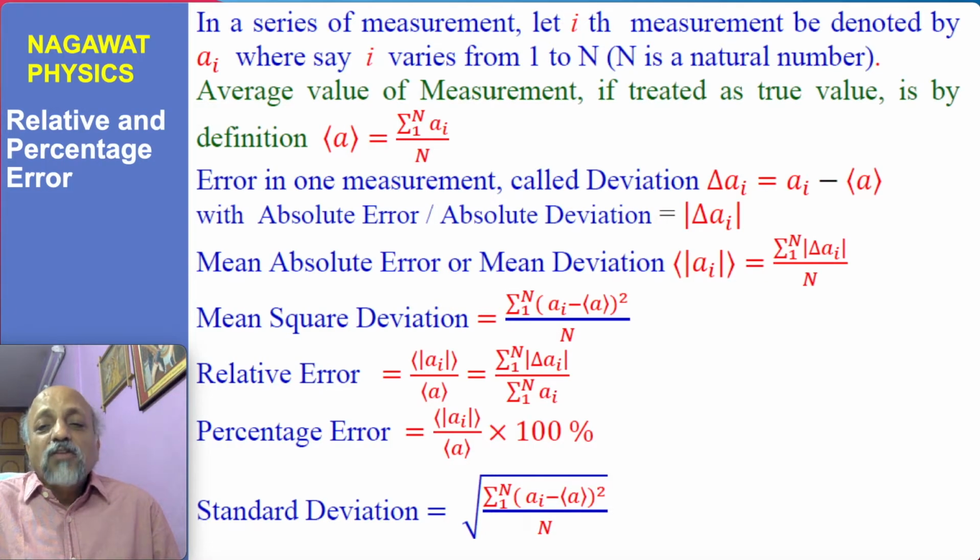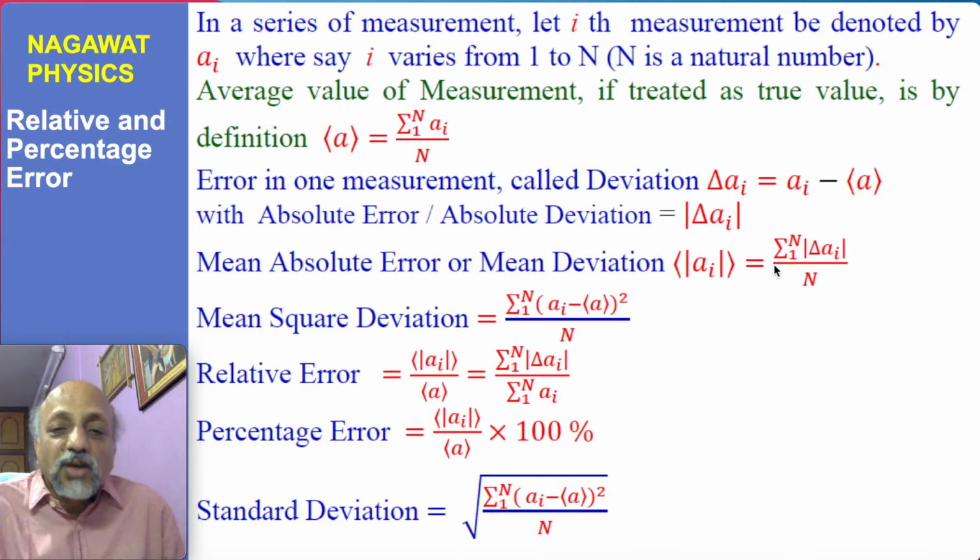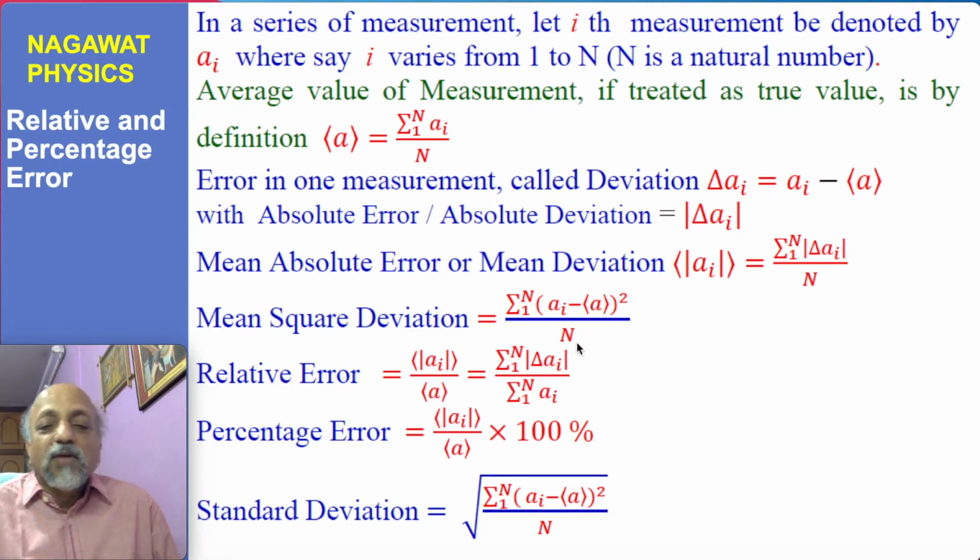You can also find similarly mean square deviation. Mean square deviation, because the square of deviation would always be positive. So mean square deviation can be obtained by squaring this particular quantity, the deviation, and then taking the mean. So adding all the squares and then dividing by the total number of measurements. So mean square deviation can be obtained in this manner.